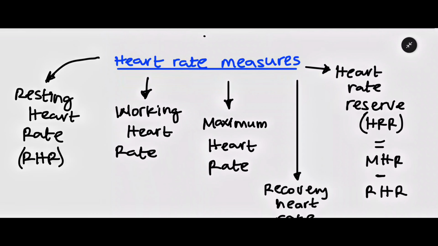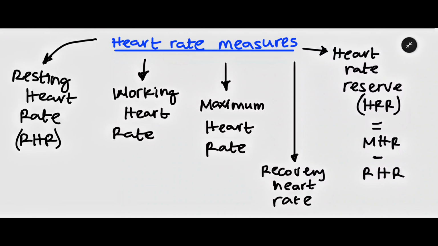Okay, some heart rate measures you need to know. You need to know resting heart rate. This is just your heart rate at rest. This is when you're just calm and you're not exercising, you're just sitting down, laying down. Working heart rate is your heart rate during exercise, and it depends on the intensity of exercise you're working at. Maximum heart rate is the highest heart rate that you can reach, and is often estimated by this formula: 220 minus age, but even this formula is still an estimation, so it's not perfectly accurate.